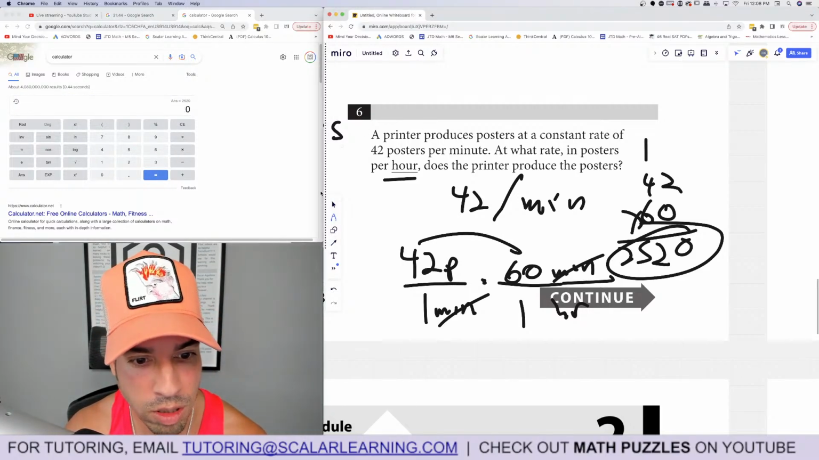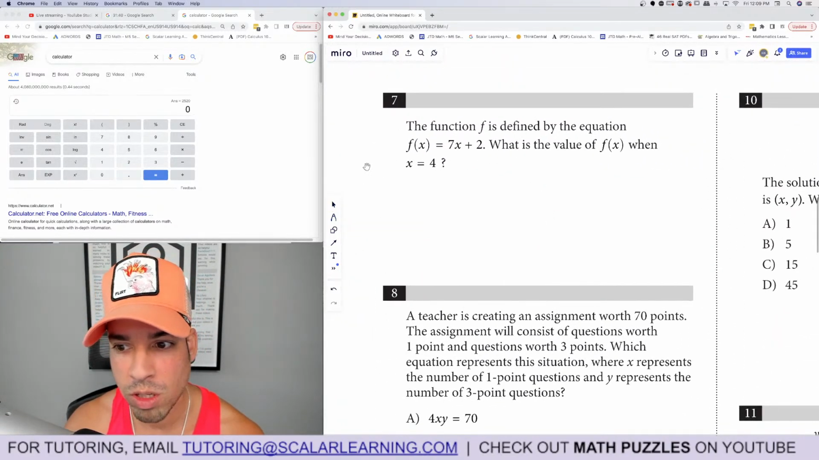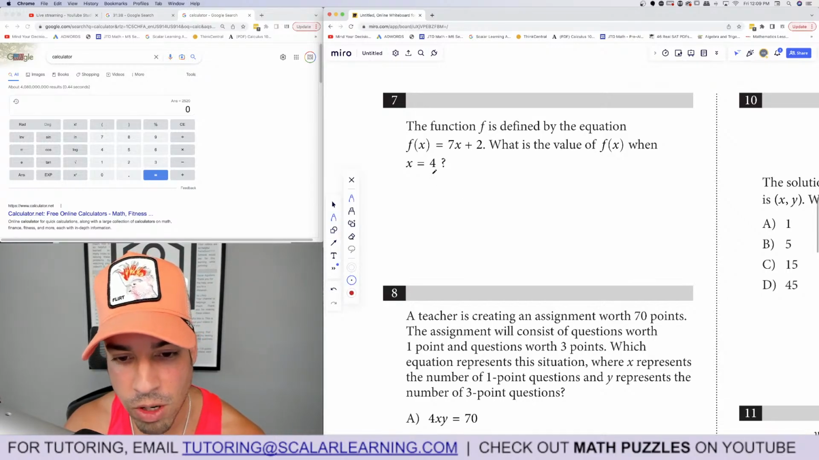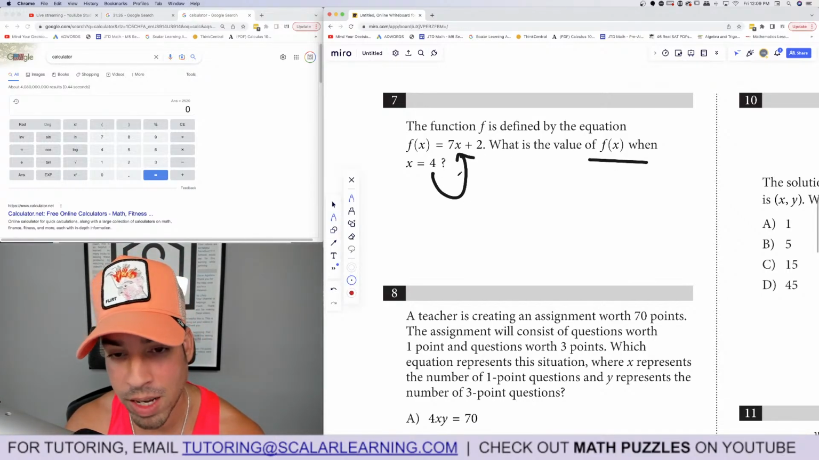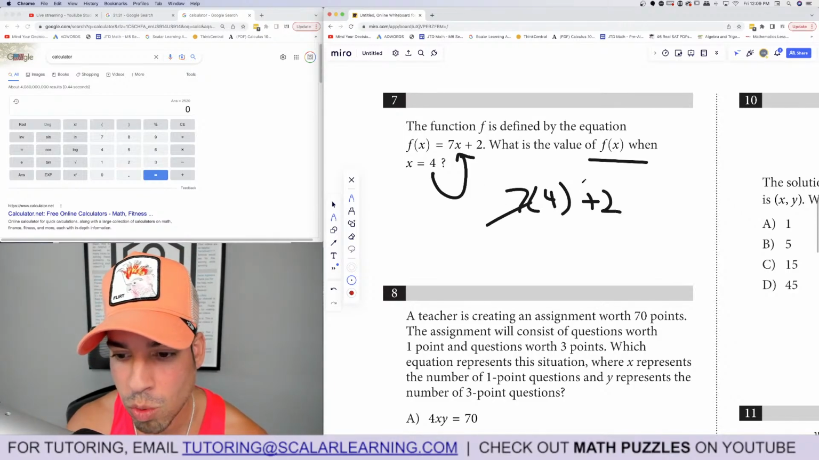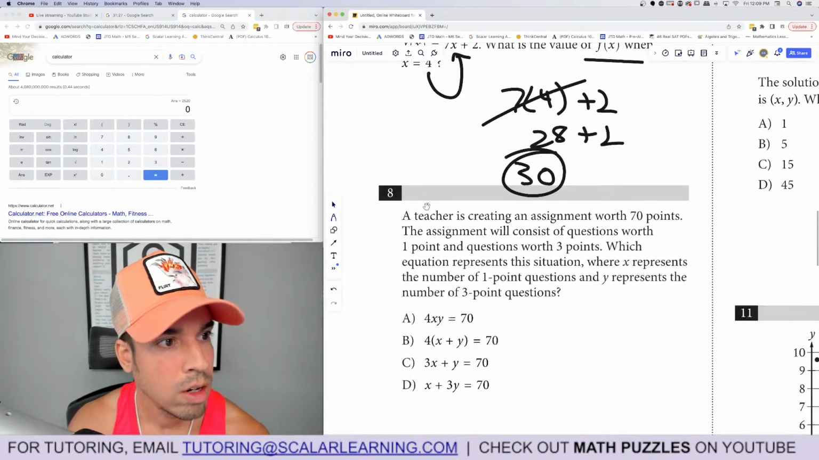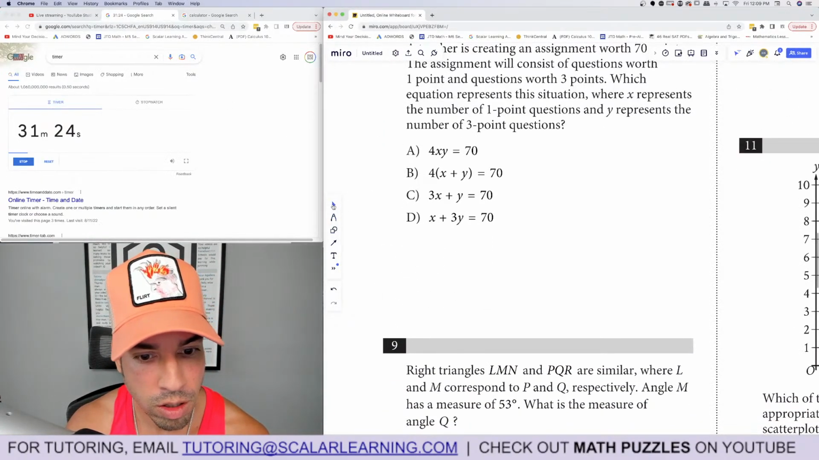All right, interesting. Let's go on to number 7. The function is defined by the equation. What is the value of f of x when x equals 4? Again, this is function notation, plug and chug. They want the function value, aka the y value. So I'm going to plug it in. 7 times 4 plus 2, that's 28. Plus 2 is 30 for the win, done. Okay, 31 minutes to go, and we're looking good.